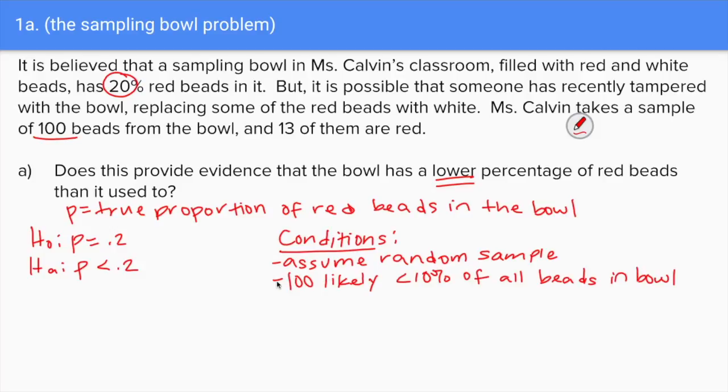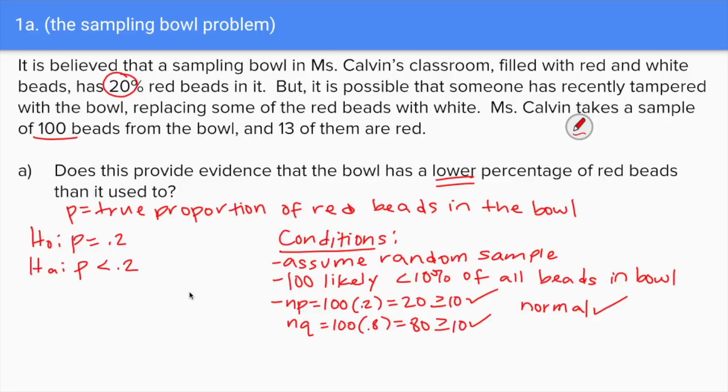My last condition is my success-failure condition, so np and nq need to be greater than or equal to 10. n is 100 and p is 0.2, since that's what we're assuming to be true. So 100 times 0.2 is 20, and that's greater than 10 for sure. nq, 100 times 0.8, which is 80, also greater than or equal to 10. So that tells me that a normal model is appropriate for this distribution.